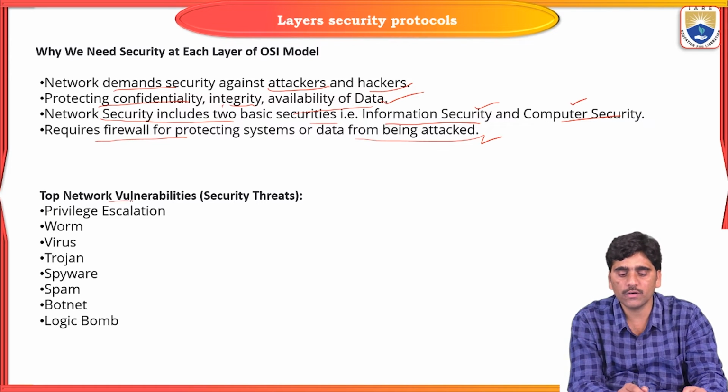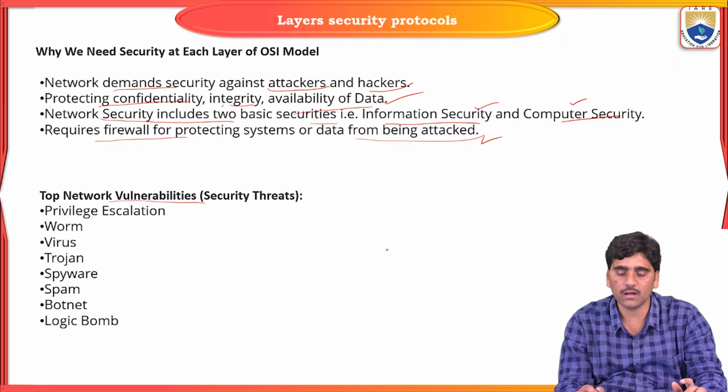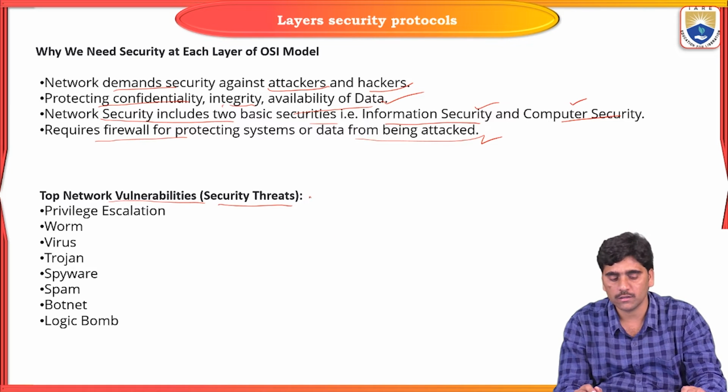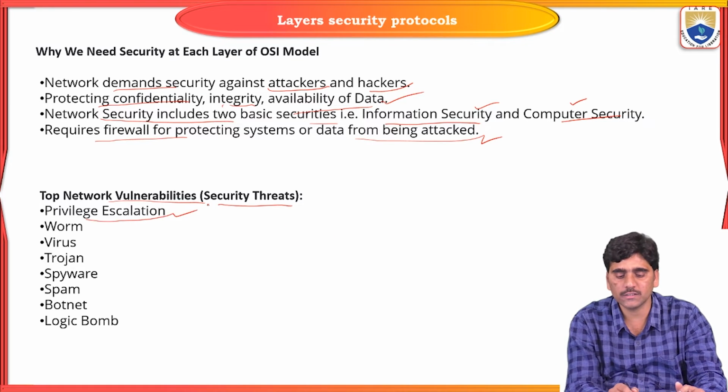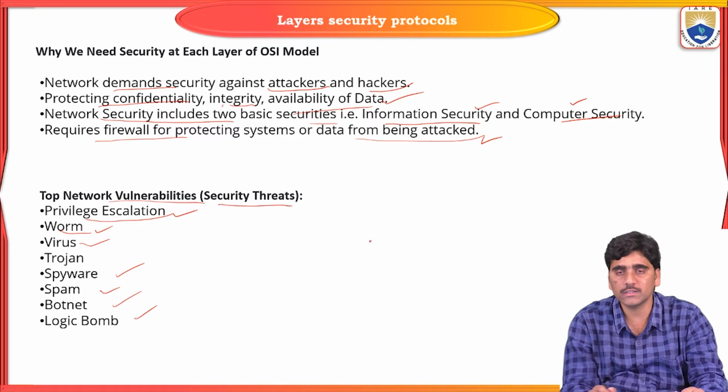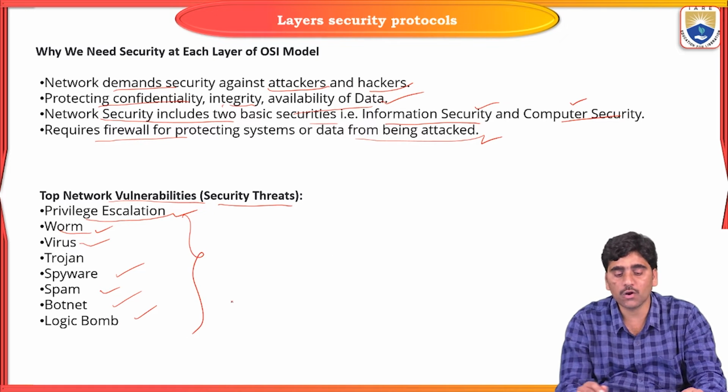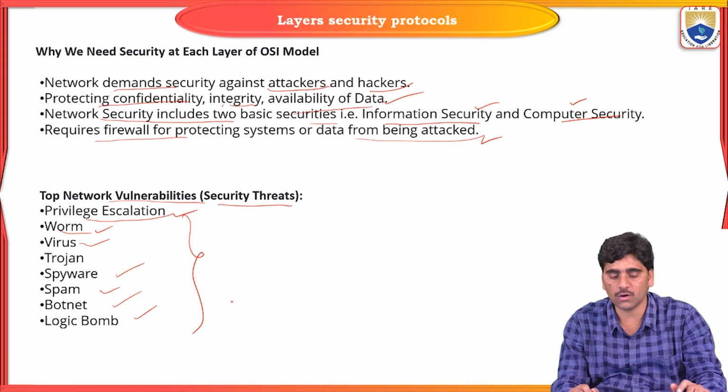The top network vulnerabilities, also called security threats, are privilege escalation, worms, viruses, Trojan horses, spyware, spam, botnets, and logic bombs. These are some of the top network vulnerabilities.